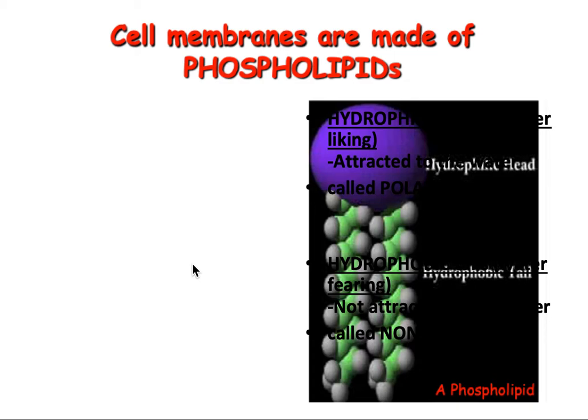Alright, so cell membranes are basically made of phospholipids. You can see phospholipids have a hydrophilic head and a hydrophobic tail. At this stage you need to understand this, and we'll explain it later, but you just need to know the phospholipids have a hydrophilic head and a hydrophobic tail.